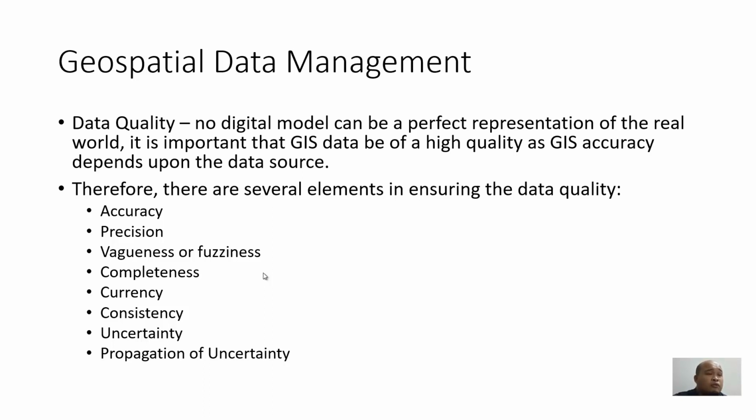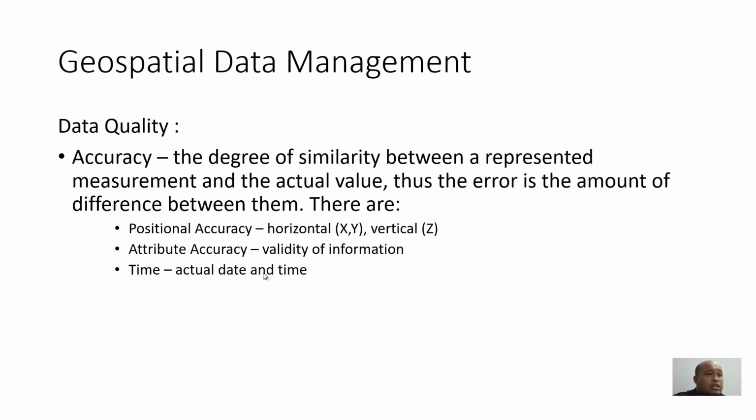That's why data quality is very important to ensure that the output is of high quality. Therefore, there are several elements in ensuring data quality. First is the accuracy of the data collected, the precision of the data collected, the vagueness, completeness, currency, consistency, uncertainty, and propagation of that uncertainty. Okay, let's take a look one by one.